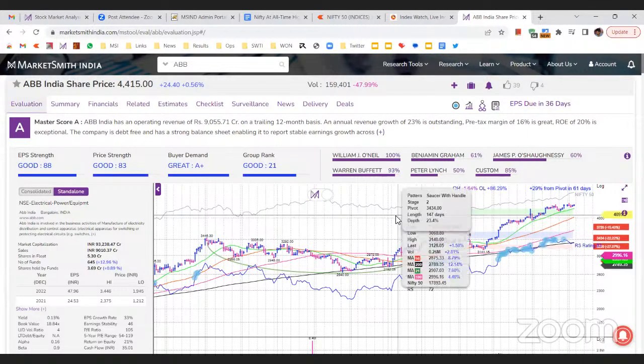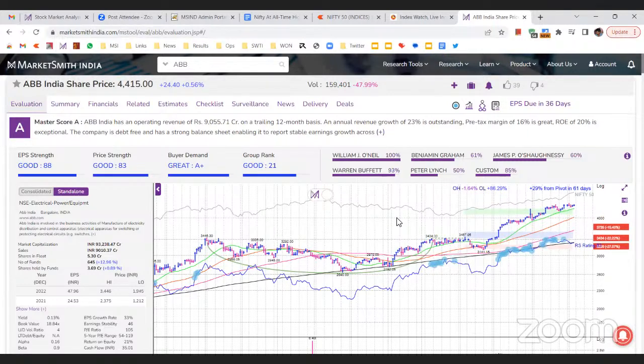It's slightly above that. So if a breakdown on the 21 DMA happens, maybe considering your risk appetite, you can either partially book profits or completely exit the stock, seeing the price volume action. If your volumes are high, it's good to probably exit the stock and look at some other stock as well.